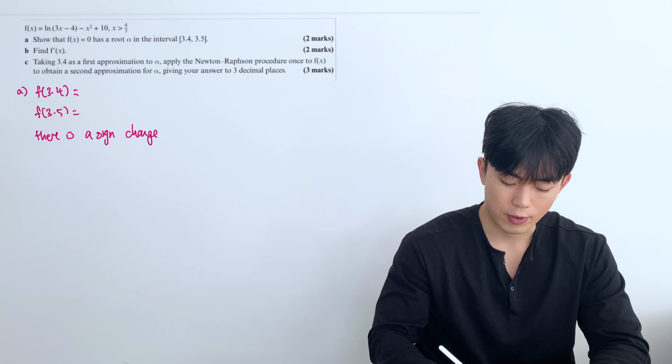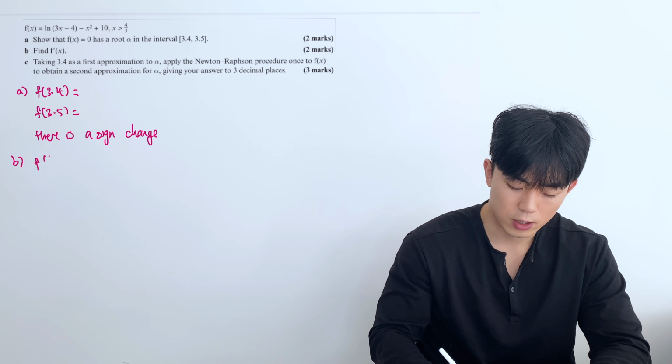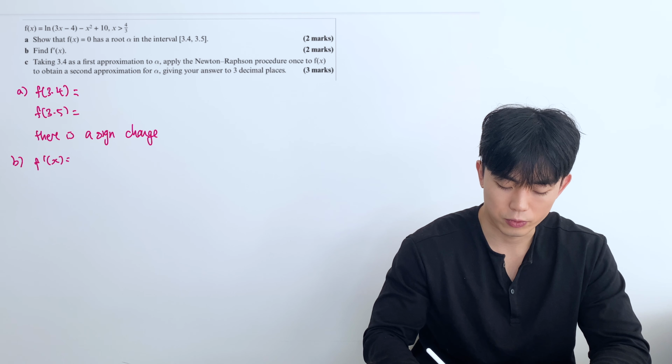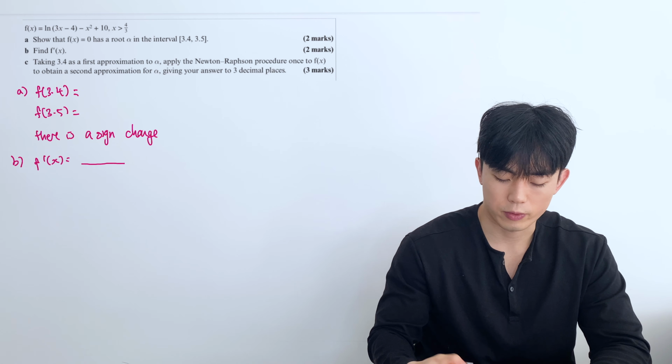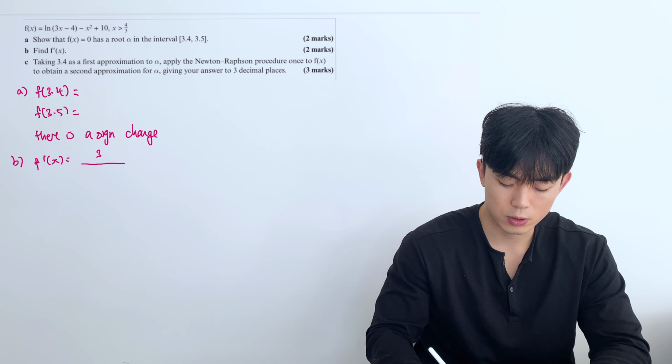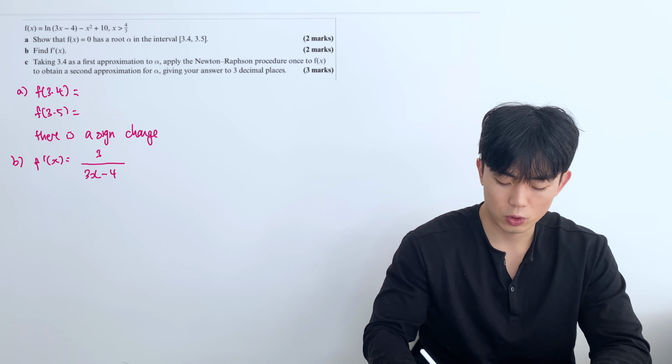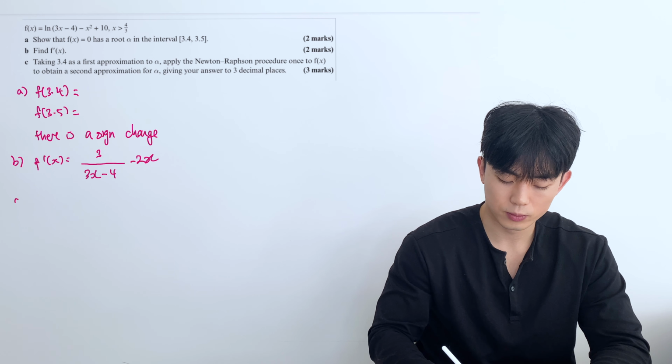Right, B, find f prime of x. So they've asked us to do this because we're going to need it in the Newton-Raphson formula. So this is just using differentiation. This one should be fairly simple. So 3 over 3x minus 4 minus 2x, like this.